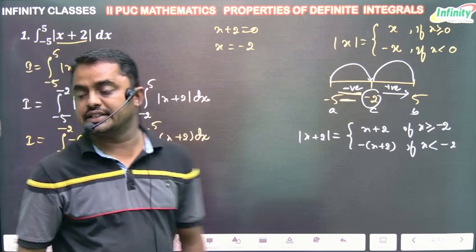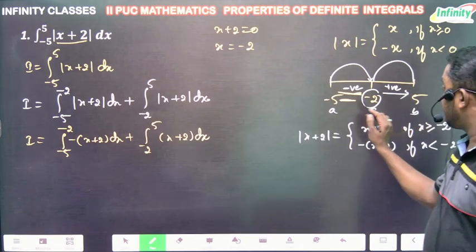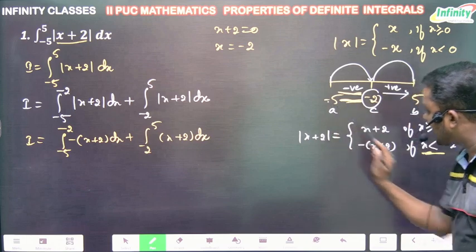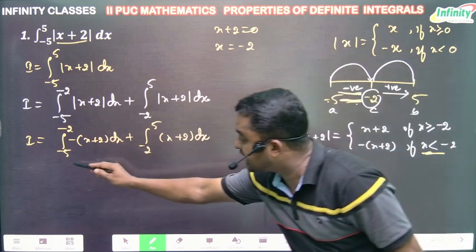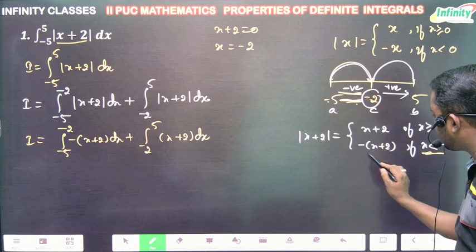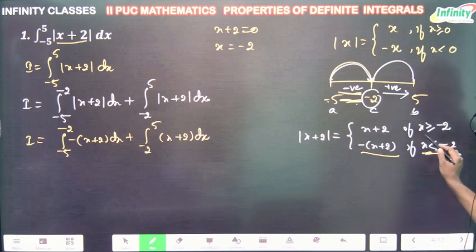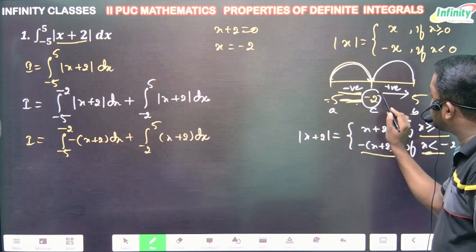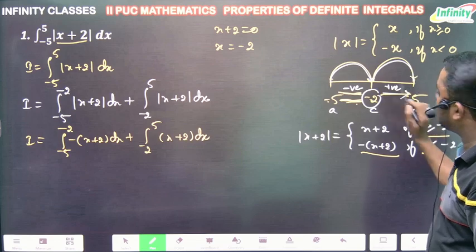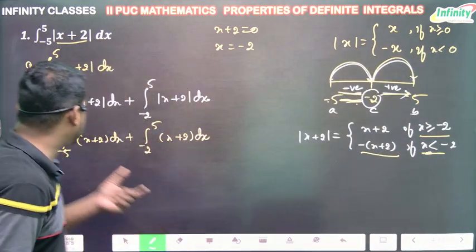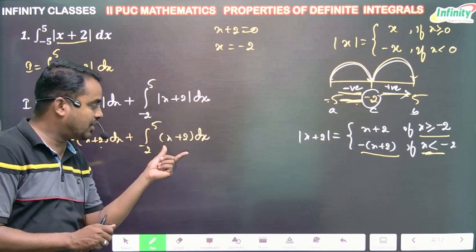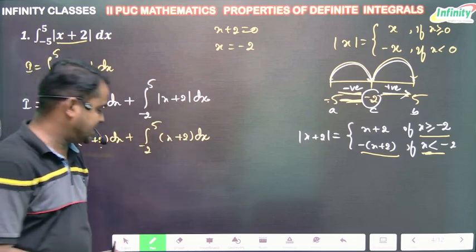Clear? I hope you are getting the things. In the interval minus 5 to minus 2, this modulus function will be negative. Then if x is greater than minus 2, that is on the interval minus 2 to 5, this modulus function will be positive. According to that, I have written this modulus function as negative here, and this modulus function as positive here. I hope you are getting the things.